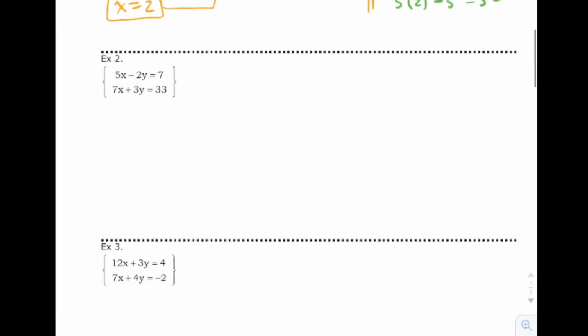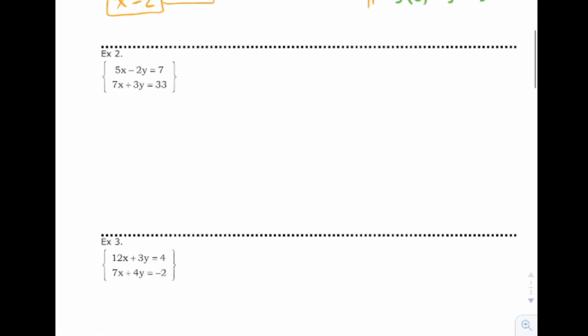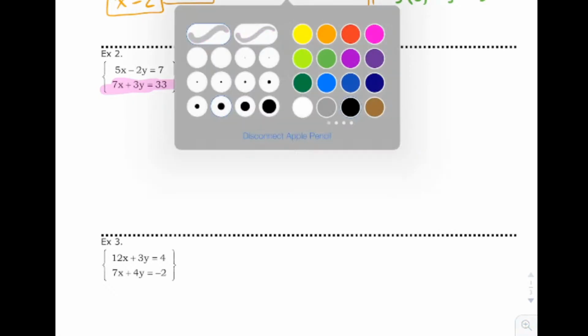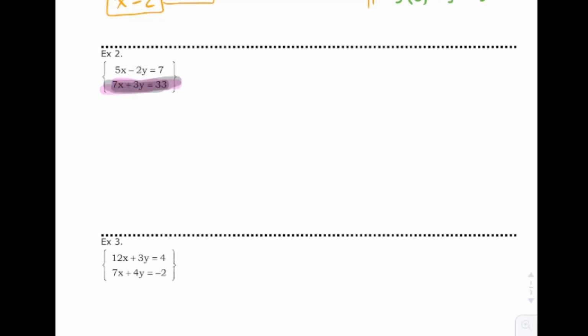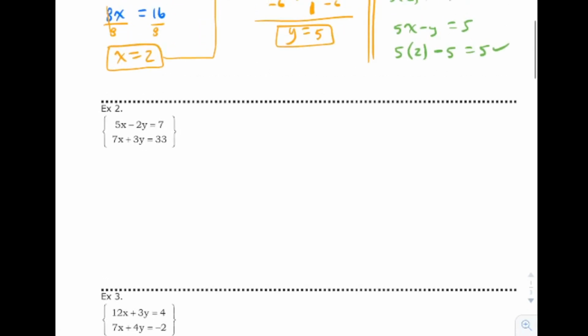All right, example 2. Here's another system of two equations. I got two equations. I want to solve for x and I want to solve for y. If I only had one of these equations, you wouldn't be able to solve it, right? You couldn't tell me what the number for x and y is. You can't know one if you don't know the other. But when we have two equations together, we can solve them. So what do you got to do? Well, this one's not ready to add.